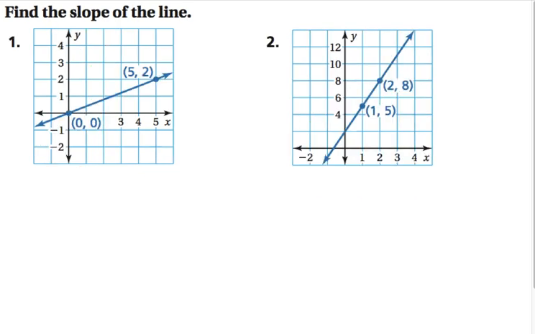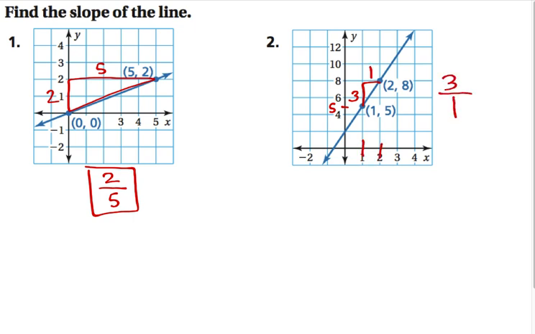Find the slope of the line here. All right, let's draw a right triangle. Looks like we've got 2 compared to 5. This goes up 2 for every 5 it goes to the right. It goes up 2/5 as fast as it goes to the right. Next one, right triangle. To go from 5 to 8 is going up 3. To go from 1 to 2 is going over 1. This is a slope of 3. It goes up 3 times as fast as it goes to the right.